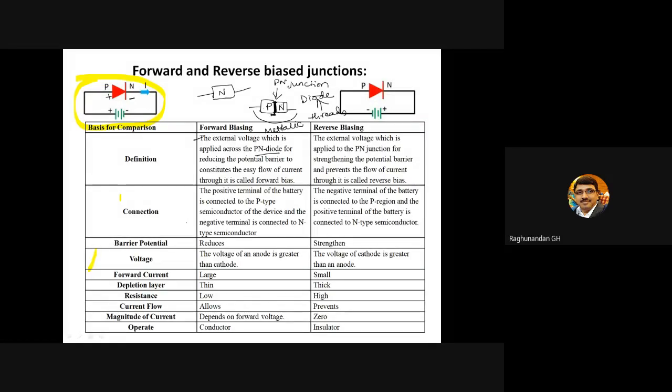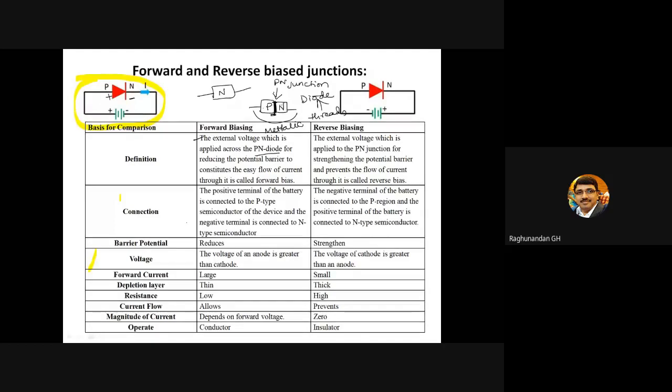So strengthening means it is going to increase the potential barrier. That means the voltage across the barrier is further increasing instead of decreasing. When it is further increasing, what happens to the current? This is going to prevent the flow of current, because it will be difficult for the current to overcome that barrier potential to pass through the junction. So it is going to strengthen the potential barrier. Here, it is going to reduce the potential barrier.